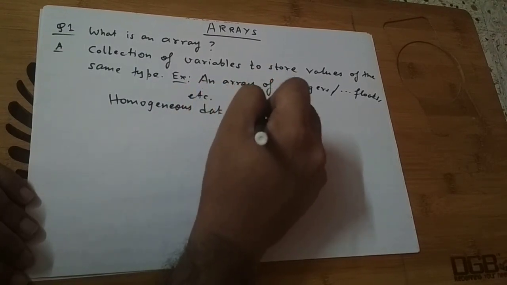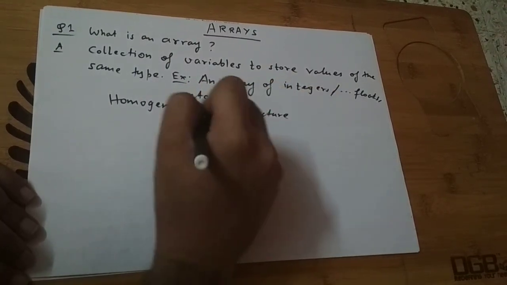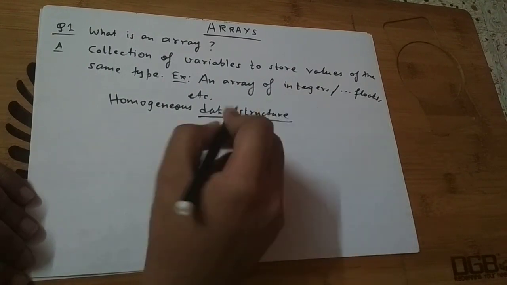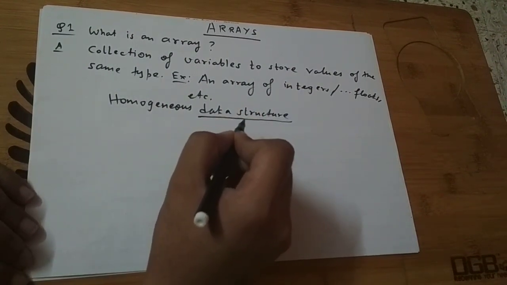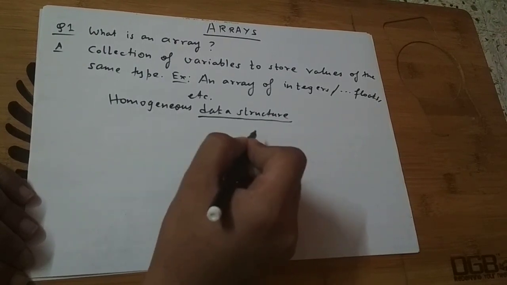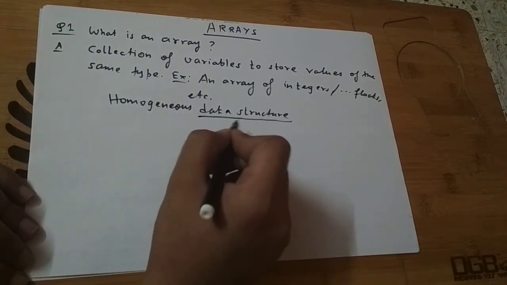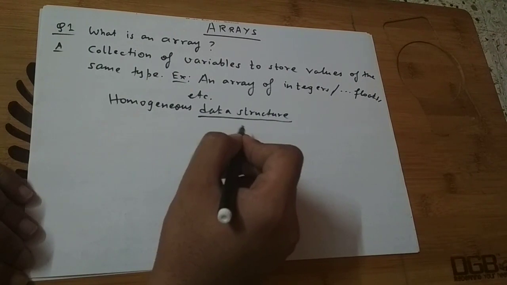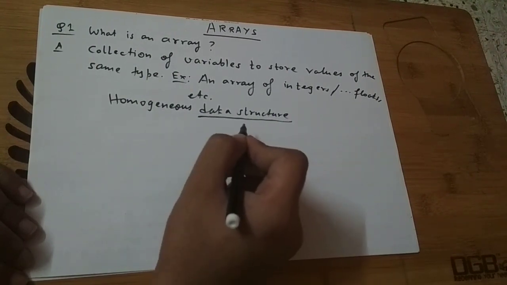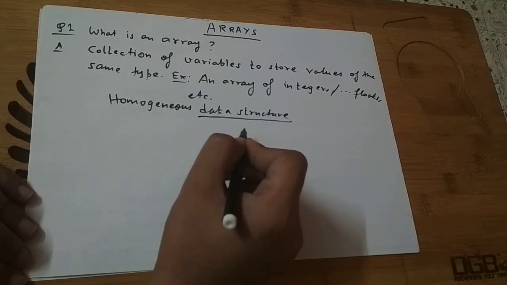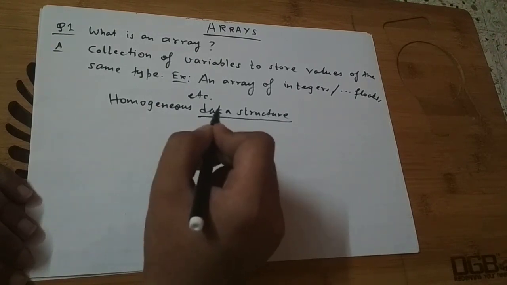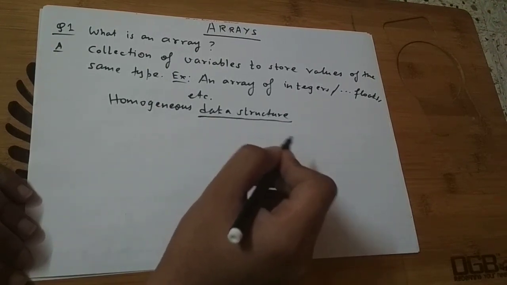Now, why do we call array a data structure? We call array a data structure because it defines the way data is stored and also the operations that can be performed on stored data, which is what a data structure does. What is a data structure? A data structure defines the way data is stored and also the operations that can be performed on the stored data. An array also does exactly the same thing.